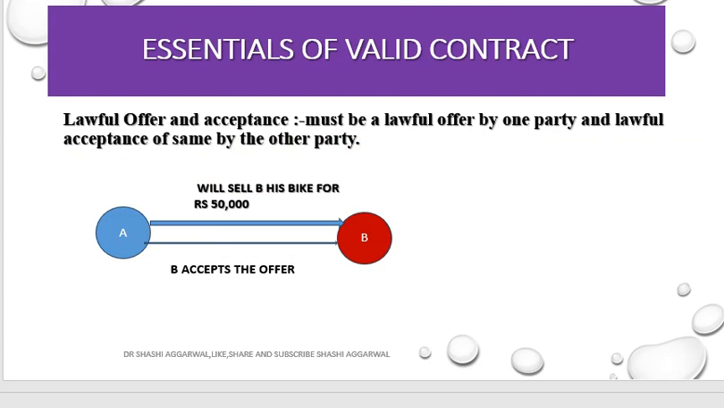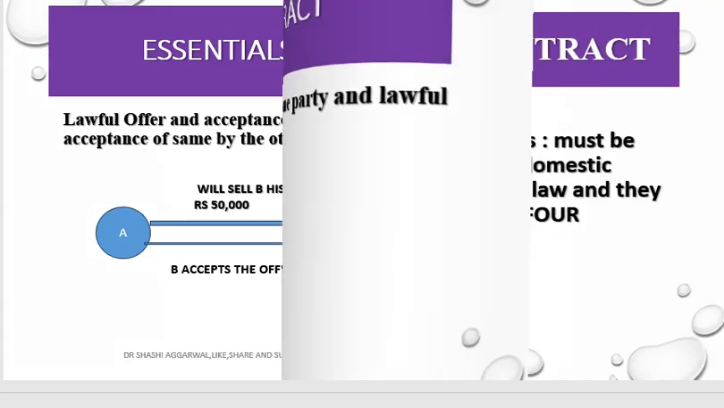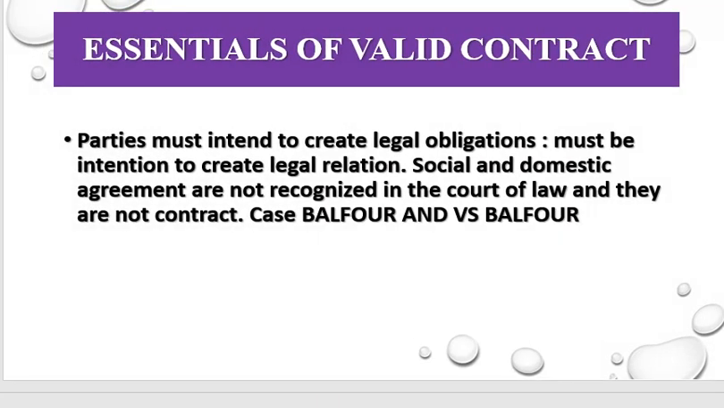Here we see A is making an offer to B. He wanted to sell his bike for rupees 50,000. So A makes an offer to B and B accepts the offer. Here the parties have intention to create the legal relationship. So it becomes a valid contract. Parties must intend to create legal obligation. There should be intention to create the legal relation. If the intention to create the legal relation is missing, it is not called a contract.